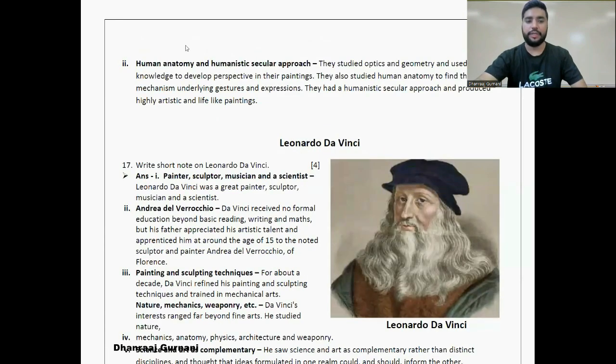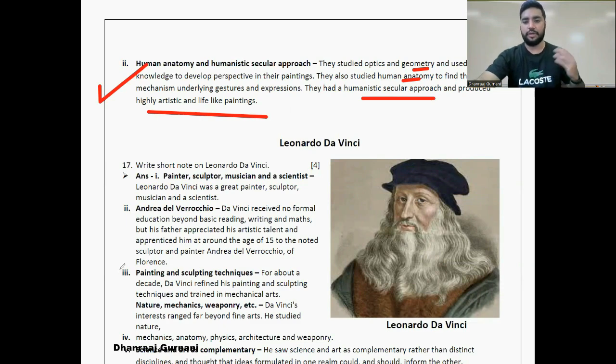And the second point is also from the answer number 14 and 15. They studied geometry, they studied human anatomy in order to make their paintings highly artistic and lifelike, and a humanistic secular approach was there in their paintings. These points and these keywords are already repeated in question numbers 14 and 15.